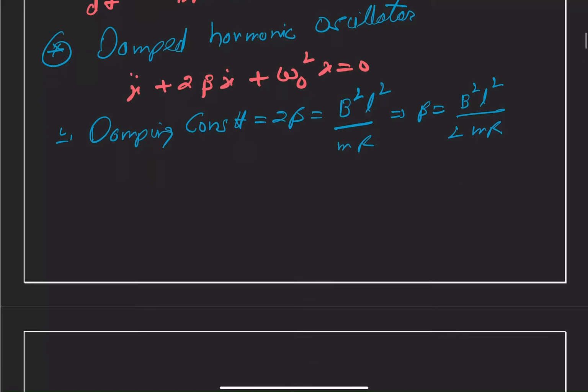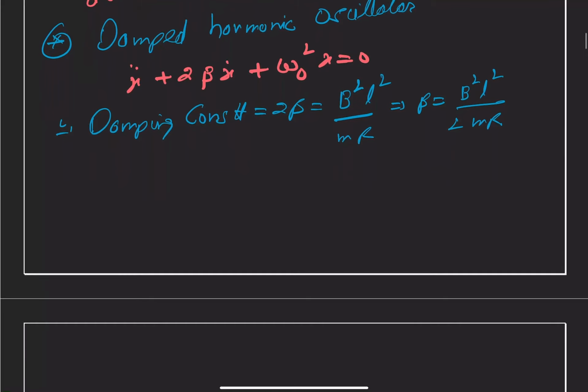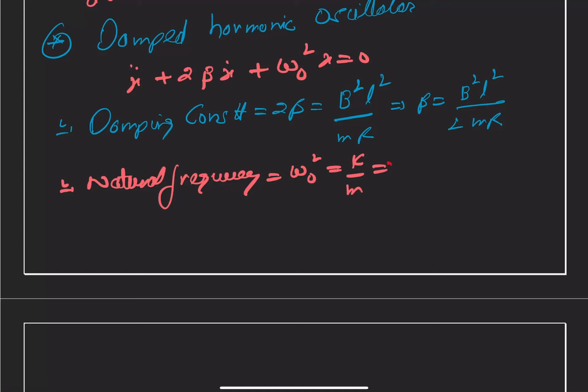Next we can write out the natural frequency, that is our omega naught. Natural frequency, which is our omega naught square, this gives us k upon m, and can be written as from here that omega naught is equal to square root of k upon m.